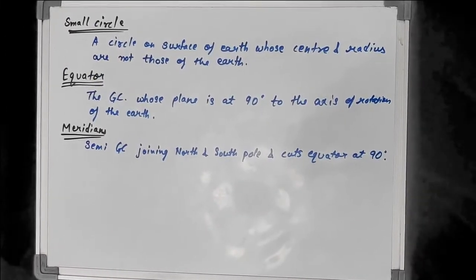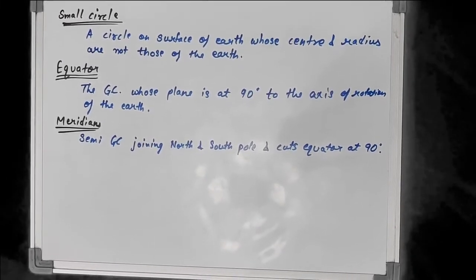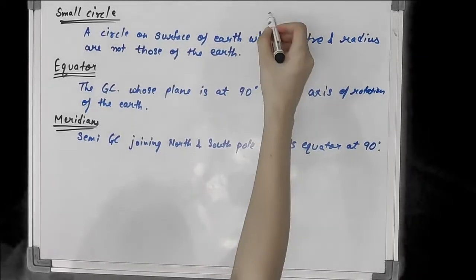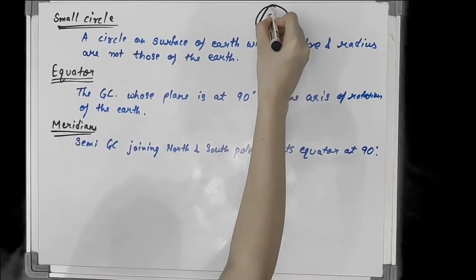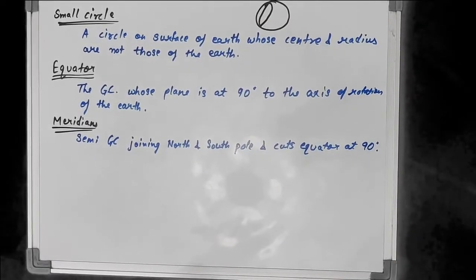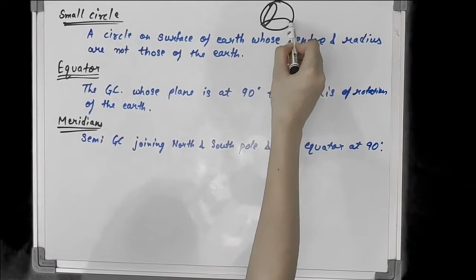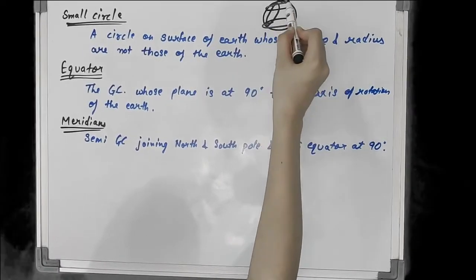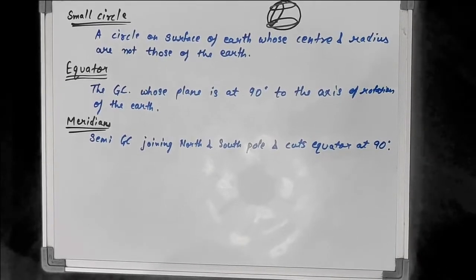Small circle. A circle on the surface of Earth whose center and radius are not those of the Earth. If this is the Earth, so this is a circle on the surface of Earth whose center and radius are not of Earth. This is also a small circle. This is also like this. We can have infinite small circles also.